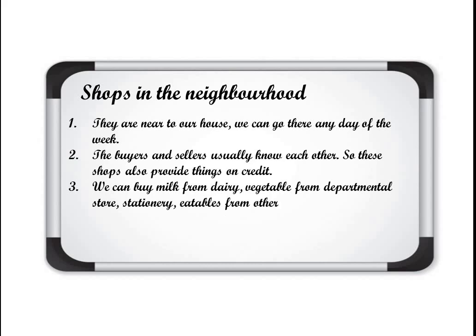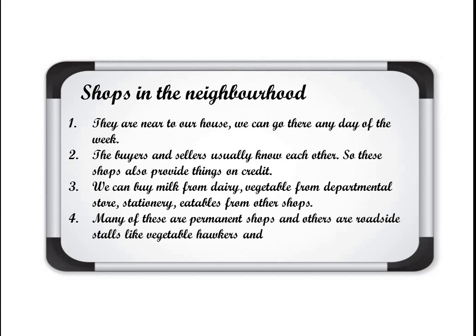Number 3, the commodities or things that we can buy from our neighborhood. We can buy milk from a dairy, vegetables from a departmental store, stationery and eatables from other shops. So in our neighborhood, there are different types of shops from where we can get the different items of our use. Many of these are permanent shops and others are roadside stalls like vegetable hawkers and fruit vendors, etc. So these are two types, we can say, permanent shops or temporary.